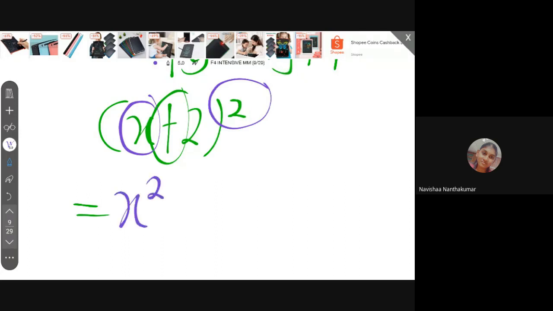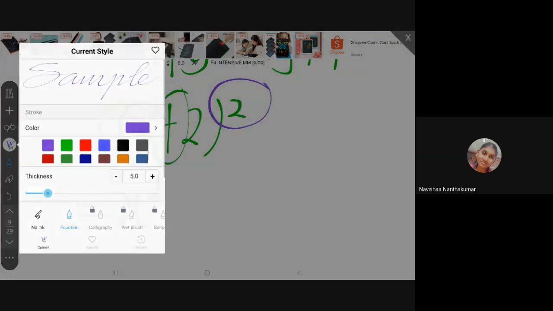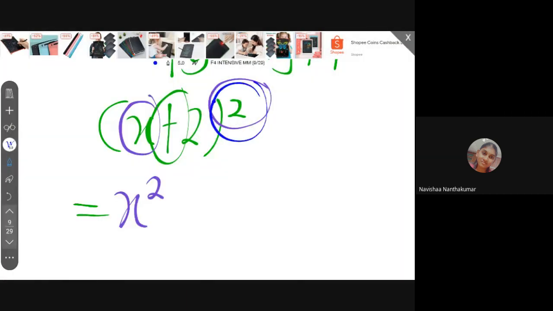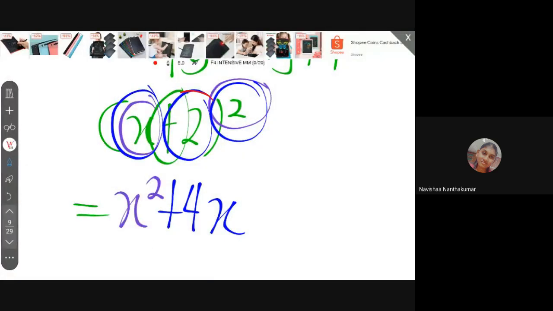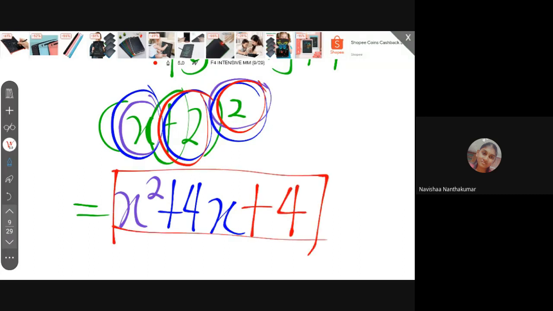Ungkapan pertama kamu kuasa 2. And then second step, take 2 times 2 times X. 2 darab 2 darab X. So plus 4X. Second term. And then third term, ungkapan ketiga, 2 kuasa 2 plus 4. This is the express method. Okay, can you understand guys? It's another example lah untuk kaedah pintas.